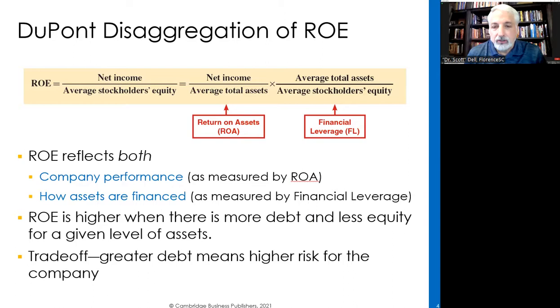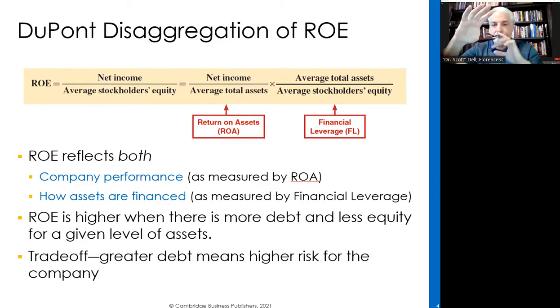Okay, that kind of makes sense. More debt, somebody else's money, less equity, smaller denominator, we're going to have a higher return on that equity. But the trade-off, greater risk. If you have higher debt and less equity, you have less of a cushion to absorb losses if you happen to have them. And if you have too many losses, you're going to be in a deep hole.